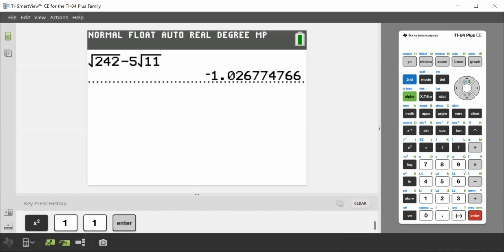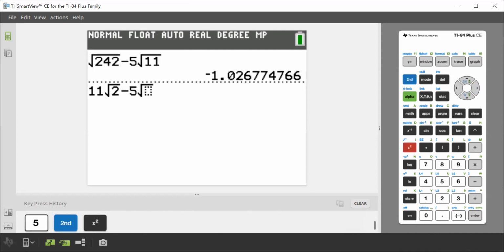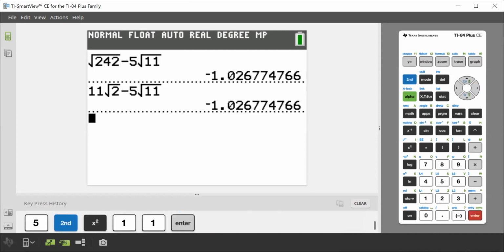Now what I punch in my calculator is what my final answer was. So my final answer was 11 root 2 minus 5 root 11. And comparing the two, they're the same. Therefore, I've done it correctly. So that's how you check your work on every single radical question. It's the easiest thing to do in the world to check your work, but some people just don't want to do it. So please, please, please check your work.